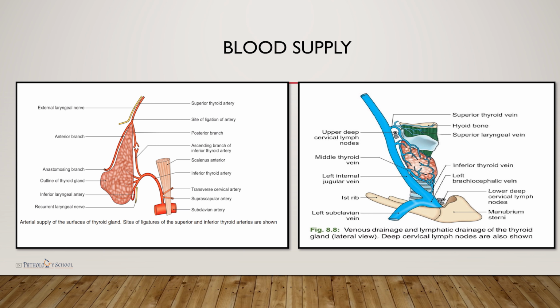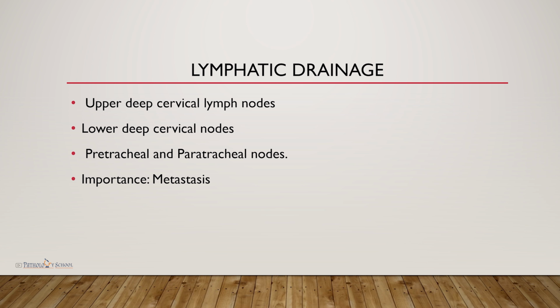The superior thyroid vein and the middle thyroid vein drain into the internal jugular vein, while the inferior thyroid vein drains into the brachiocephalic vein. The lymphatic drainage of the thyroid gland is to the upper deep cervical lymph nodes, lower deep cervical lymph nodes, and pretracheal and paratracheal nodes. It is important to know the lymphatic drainage of the thyroid gland in order to know where carcinomas arising from the thyroid gland can metastasize.